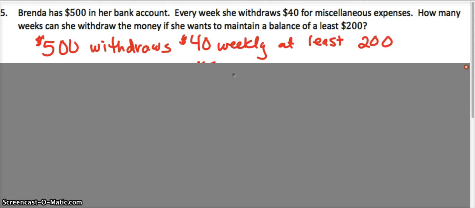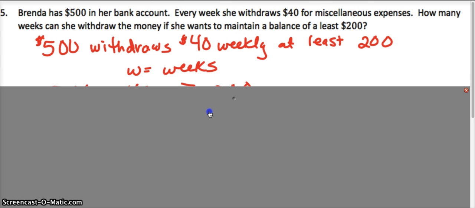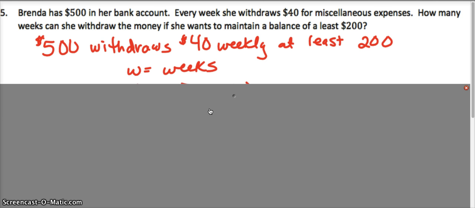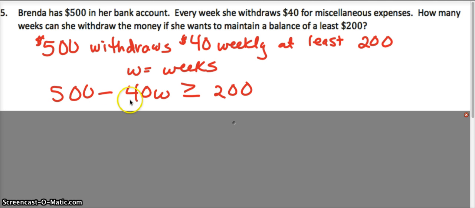Shortening the word problem down to the basics can help you write the inequality. She has $500. Every week she withdraws $40 weekly, and she wants to have at least $200 in her bank account. What we don't know is how many weeks she can make this withdrawal. So our variable needs to be something that represents weeks. I chose to use W. So 500 minus 40W has to be at least, which means it could equal 200 or it's got to be more than 200. So we use the greater than or equal to sign for 200.